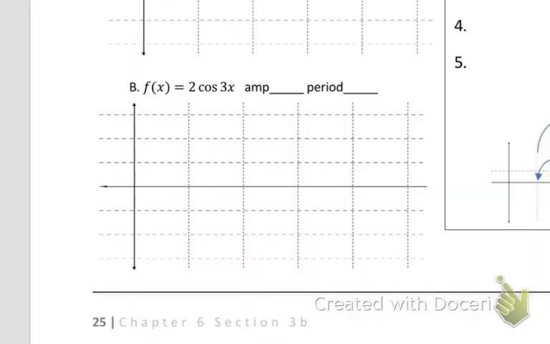All right. Let's do the next one. My next question is, what is the period? So the period is going to be 2 pi over our b value. Our b value is that 3, so it's 2 pi over 3.